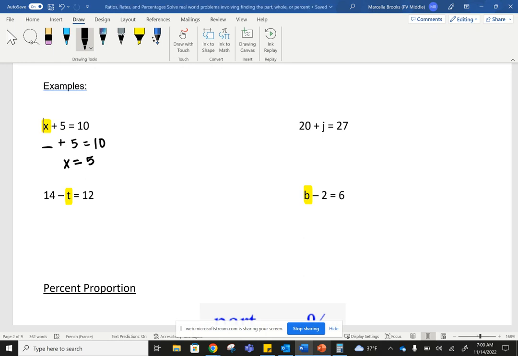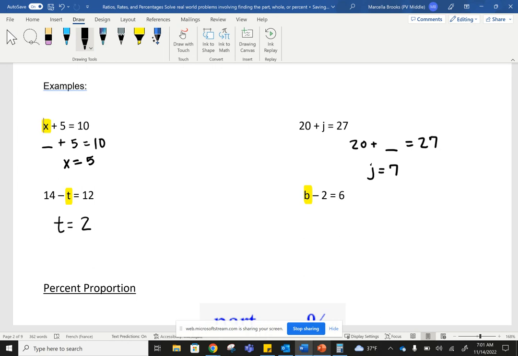Same thing on 20 plus j equals 27. So if we do 20 plus blank equals 27, what is the blank or the j? j equals 7, because 20 plus 7 equals 27. Now on 14 minus t equals 12, what is t going to equal? 14 minus what equals 12? t will equal 2, because 14 minus 2 is 12.